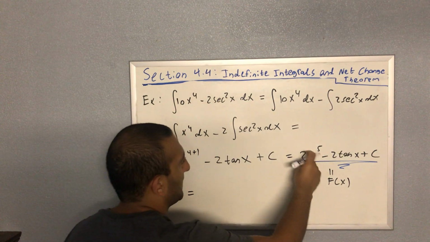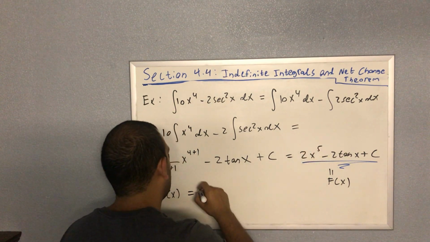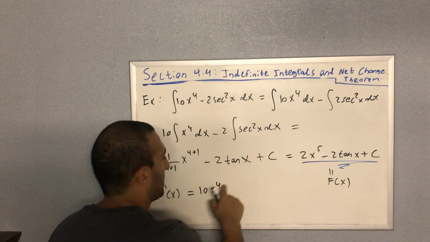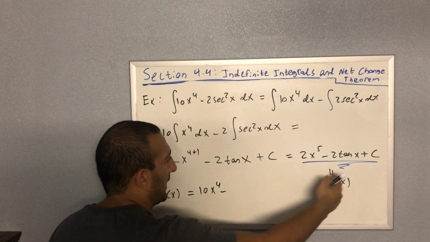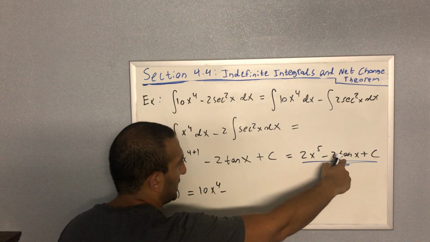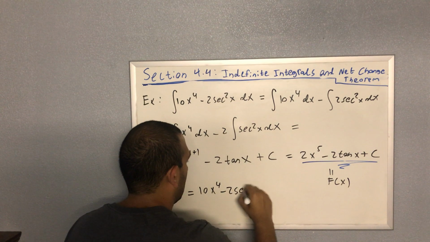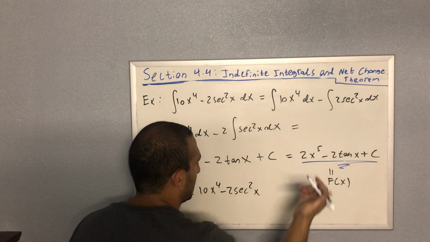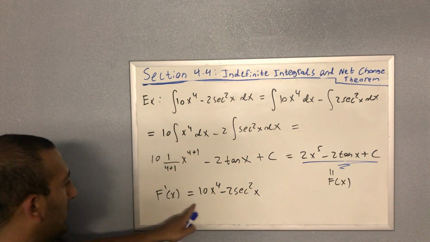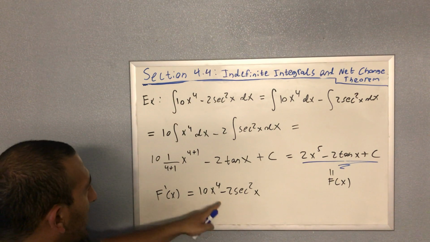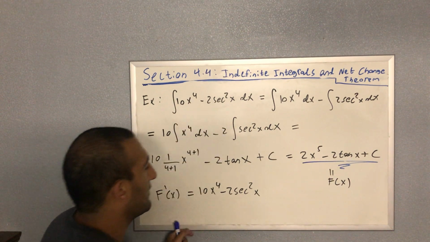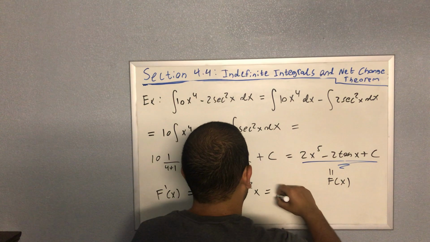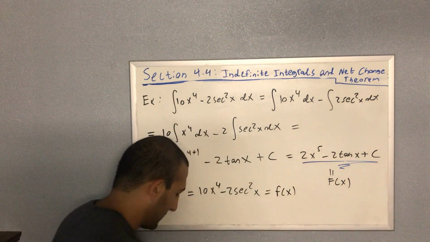Well, the first one, use the power rule. Bring the 5 times 2 is 10, x to the 4th when you subtract 1. Minus, like we said, the derivative of tangent is secant squared. And then the derivative of c is 0. So yes, look at that. f prime of x equals the original f of x. So this is perfect. We're set.